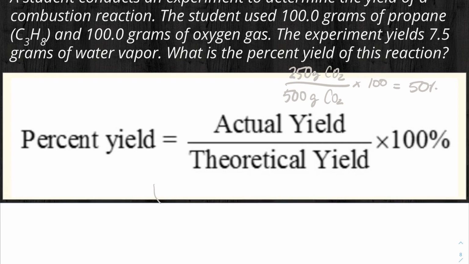Okay, here we go. So I need to figure out first what my reaction is. It's a combustion reaction. It tells me that in the problem, combustion reaction. And I guess I'll just write the reaction out first since I need to do it anyway. So combustion, C3H8 propane plus O2 makes, combustions always make the same thing, CO2 plus H2O. You just kind of got to know that.